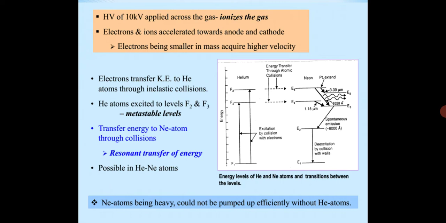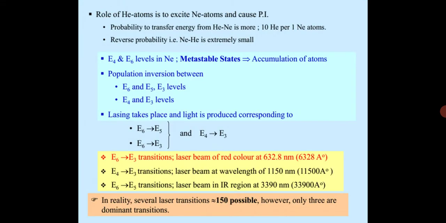So when helium atoms are excited to levels F2 and F3, that is the metastable state, they transfer energy to neon atoms through collision, a resonant transfer of energy. So it is possible in helium neon atoms. Neon atoms, being heavy, could not pump up efficiently without helium atoms. The role of helium atoms is to excite neon atoms and cause population inversion.